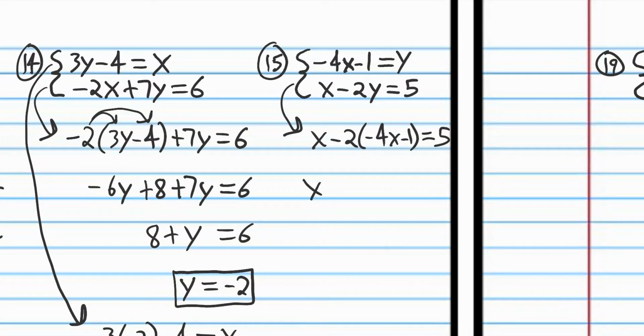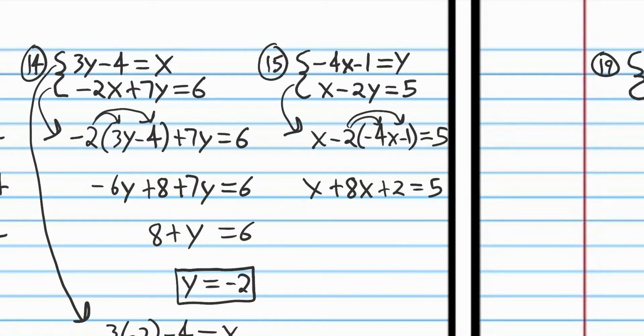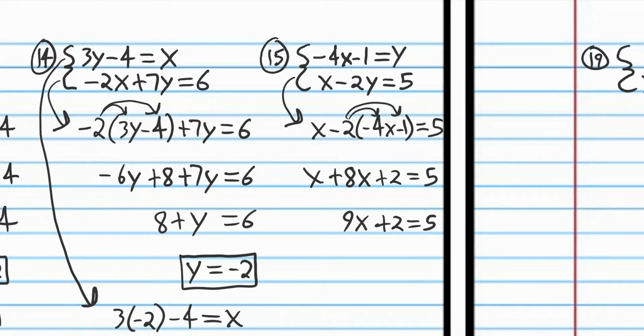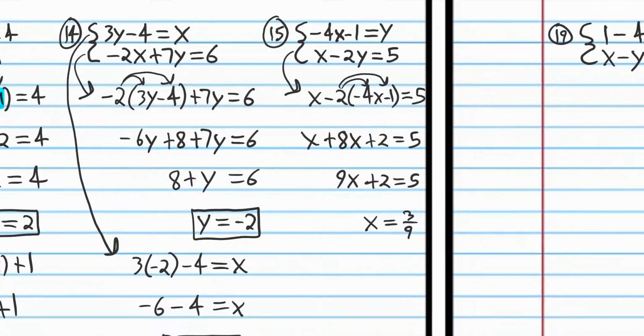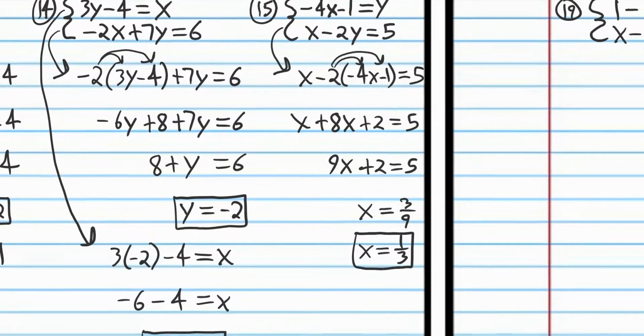And now I have to use distribution. Negative 2 times negative 4x is positive 8x. And negative 2 times negative 1 is positive 2. x plus 8x is 9x. And subtract 2 from both sides and divide by 9, and you get 3/9, which is equal to 1/3. Using the fundamental principle of fractions, divide both sides by 3.